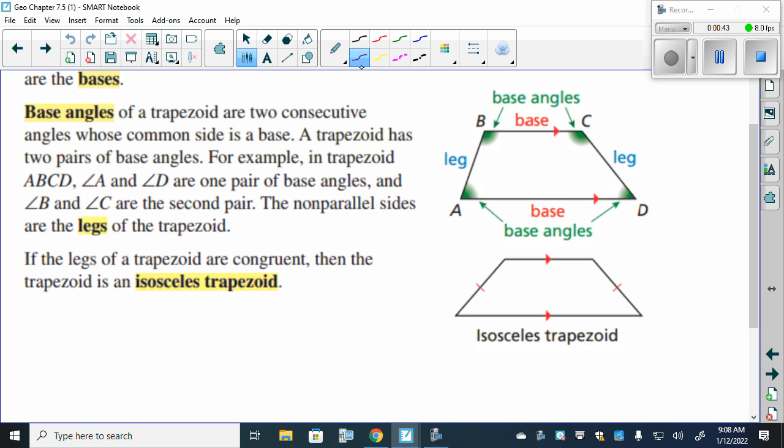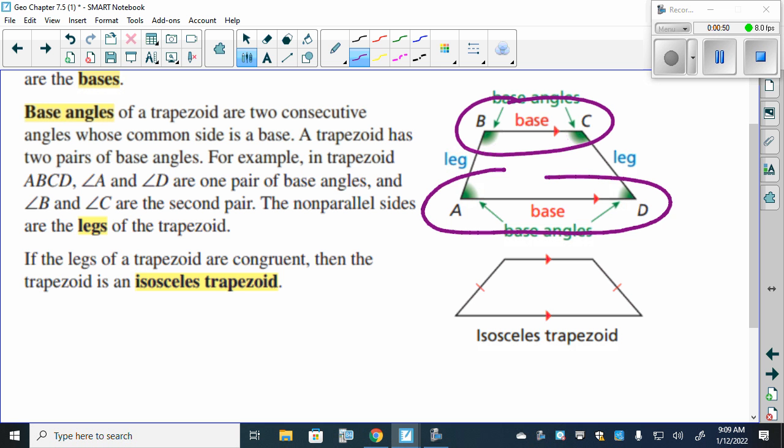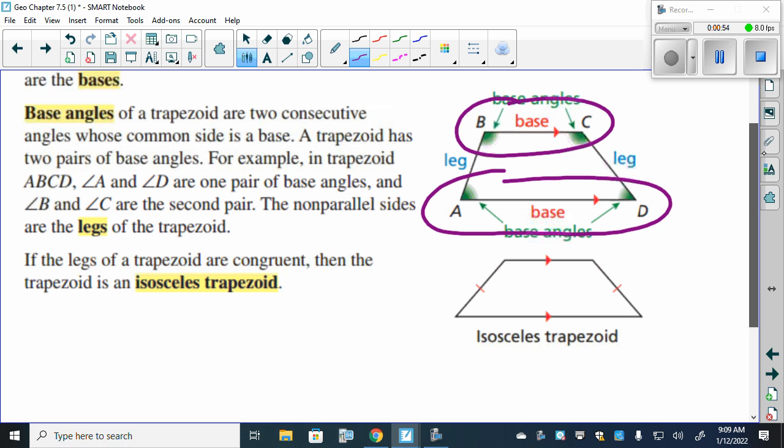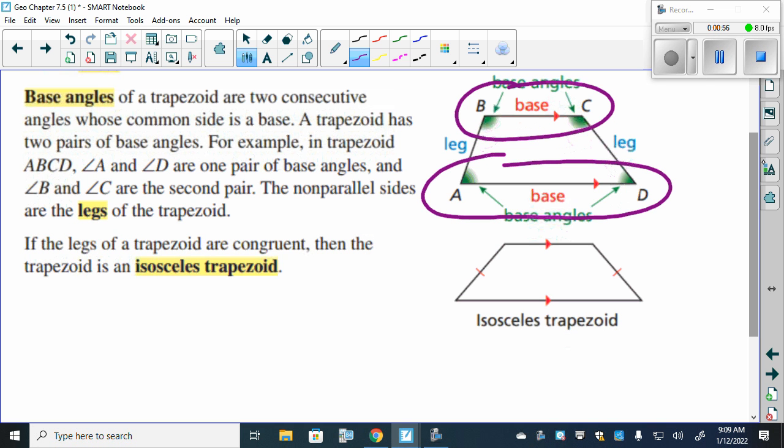Now, for any trapezoid, we're going to have two sets of base angles. These here and these here. And the other two sides that are not parallel are called the legs. So the sides that are not parallel are the legs, and the sides that are parallel are called the bases. And the angles that are attached to the bases are called the base angles.